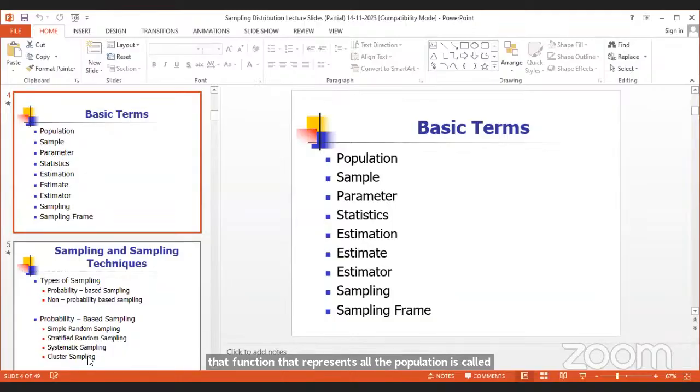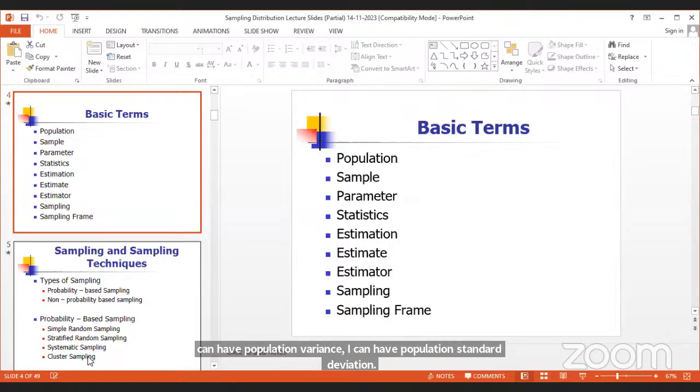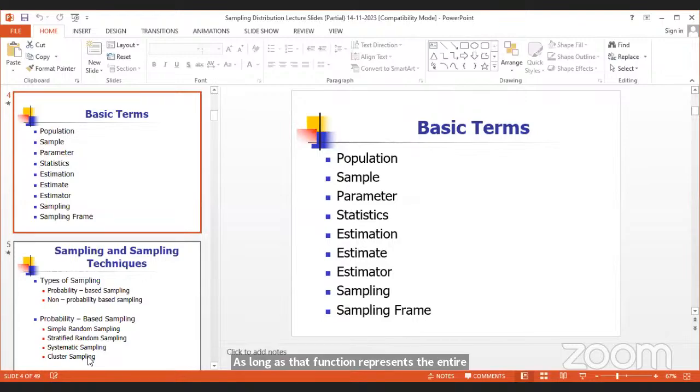Parameter. So I can have population mean, I can have population variance, I can have population standard deviation. As long as that function represents the entire population, it is simply known as a parameter. We'll be making use of this term as we move on in FBA 310.